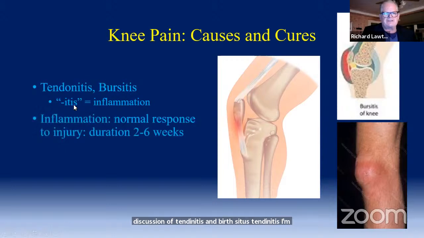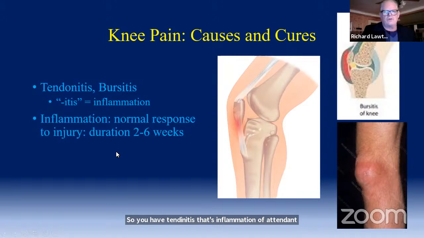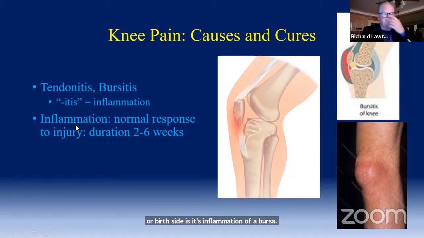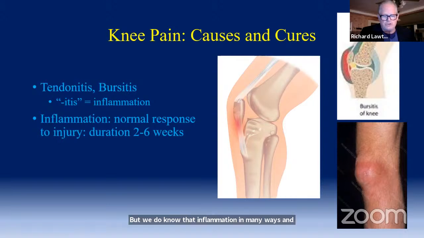Tendonitis: itis tacked onto the end of any medical term means inflammation. So tendonitis is inflammation of a tendon, and bursitis is inflammation of a bursa. We'll go over what those tissues are here. And inflammation has a bad rep these days. It's associated with other things like heart disease, but we do know that inflammation in most occurrences in the human experience is a normal response. When we work out, or when we have an injury like a bruise, the initial response to that is inflammation.